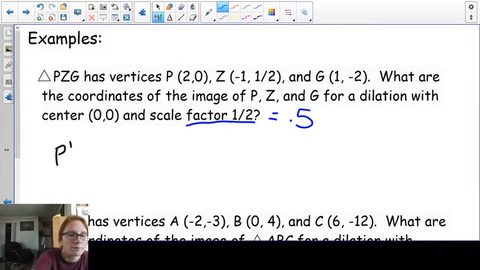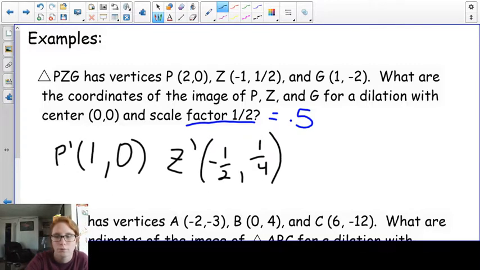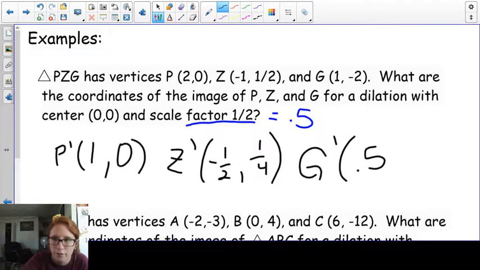So P prime is going to be at 1, 0. Z prime will be at -1/2, 1/4. And then G prime is at 0.5, -1.